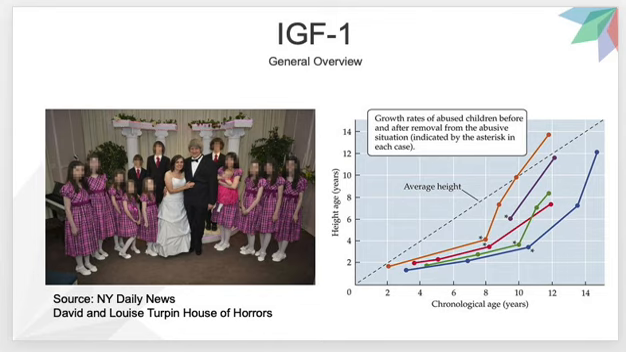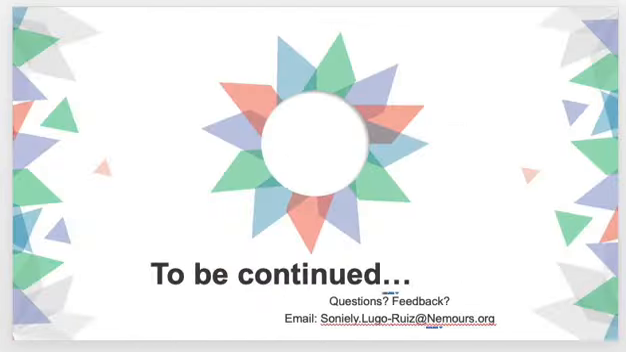There was a case, a very difficult case, a couple of years ago. If you would like to read a little bit more about this, you could look up David and Louise Turpin, House of Horrors. You can learn a little bit about how these patients, even though they were already adults, were having problems with their linear growth and their development. Now, this is going to be continued in future conversations about undergrowth and overgrowth.